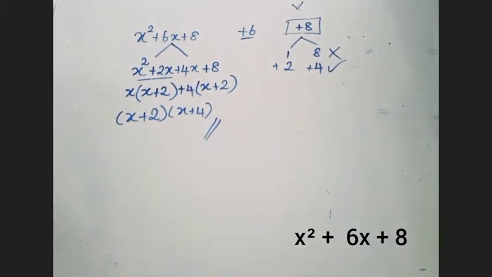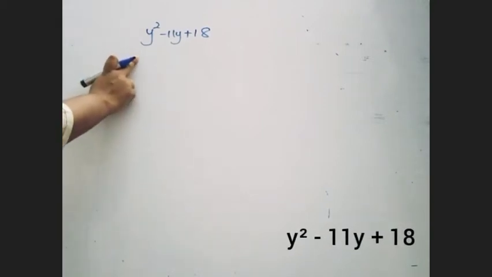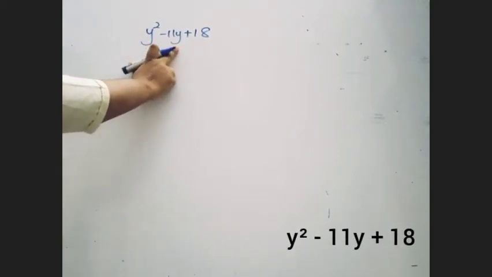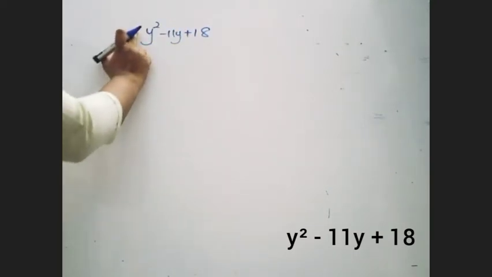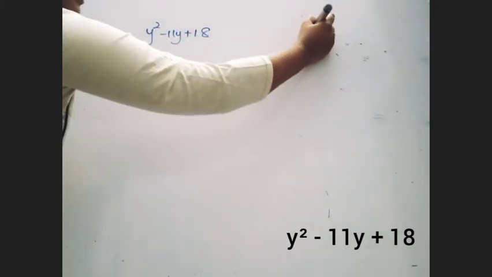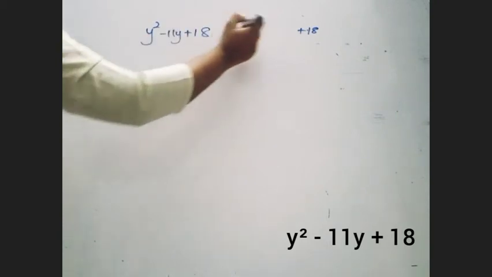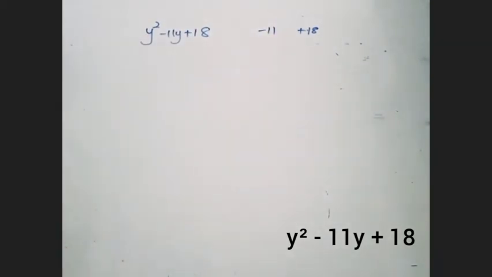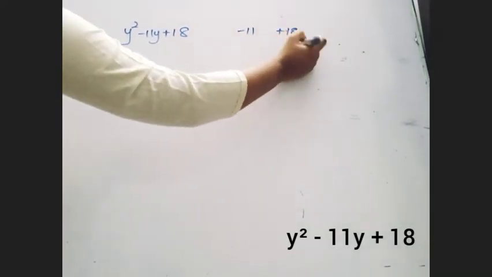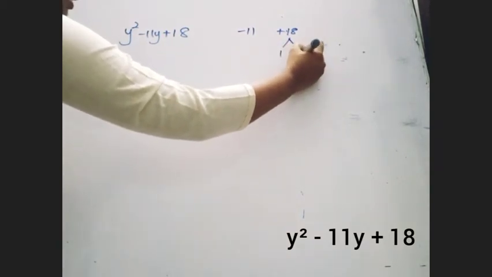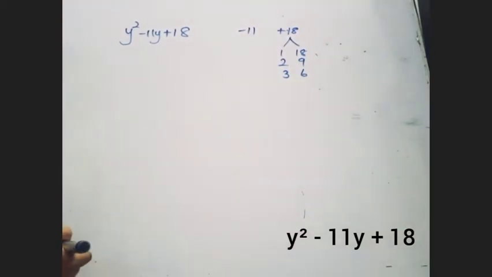So let's look at another example now. Okay, one more example in terms of y. So y square minus 11y plus 18. Let's get the product of these two values: 1 into 18, 18, plus 18. And the coefficient of y, the middle term, is minus 11. Okay, write it along with the signs. Now you have to multiply and get positive 18. So the possible pairs are 1 into 18, 2 times 9, 3 times 6, and that's it, right?